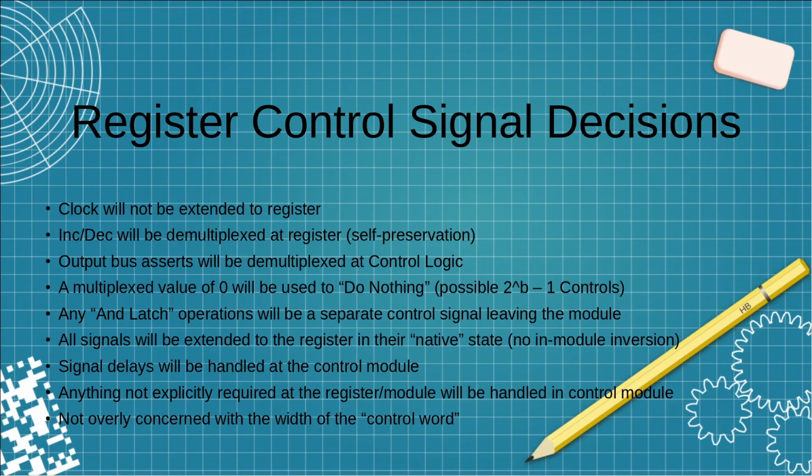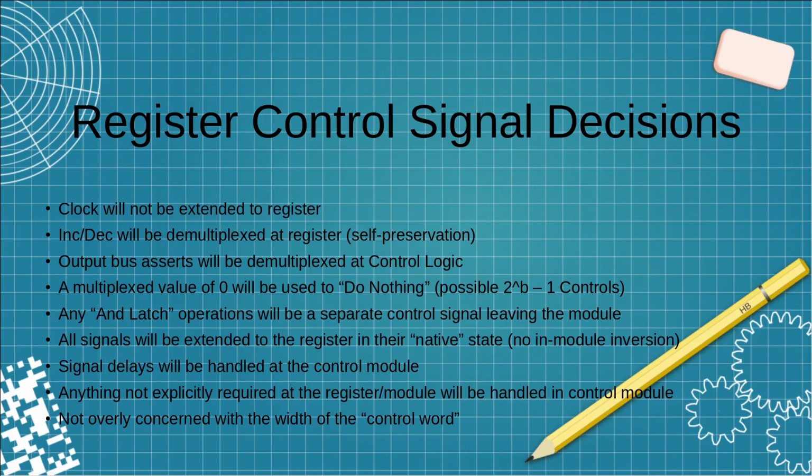All signals will be extended to the register in their native state. In other words, no in-module inversion. That's all going to happen in the control module. Signal delays will be handled at the control module. So if I need to ensure the AND latch happens after the increment or decrement, that signal will be handled in the control module, not in the register itself.